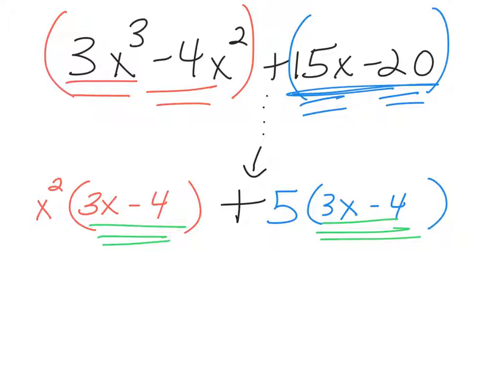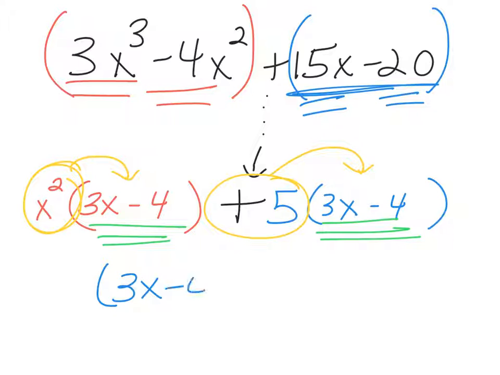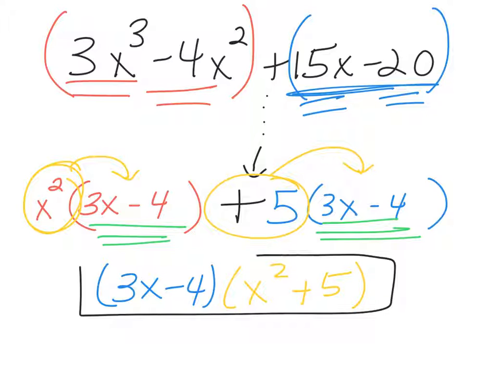So our next step is noticing that we have 2 different things. We have 2 different numbers. We have x squared and positive 5 both being multiplied by the same thing. So what we can do is say this 3x minus 4 is going to be multiplied by x squared and positive 5. So that is our final factorization.